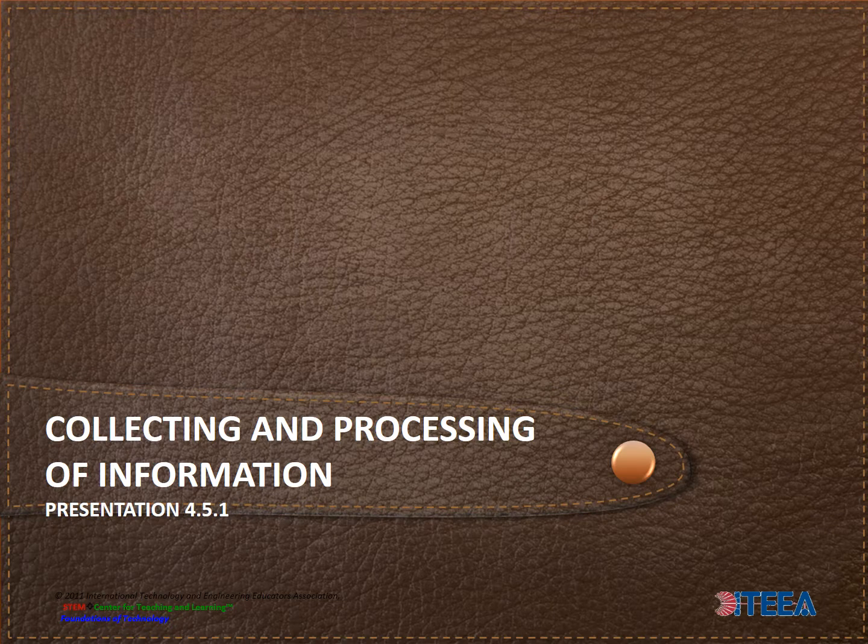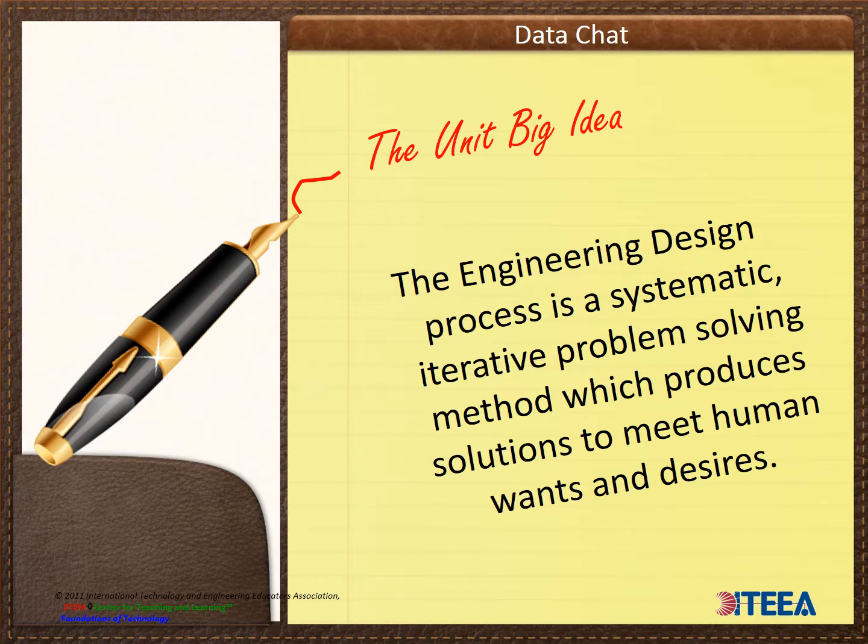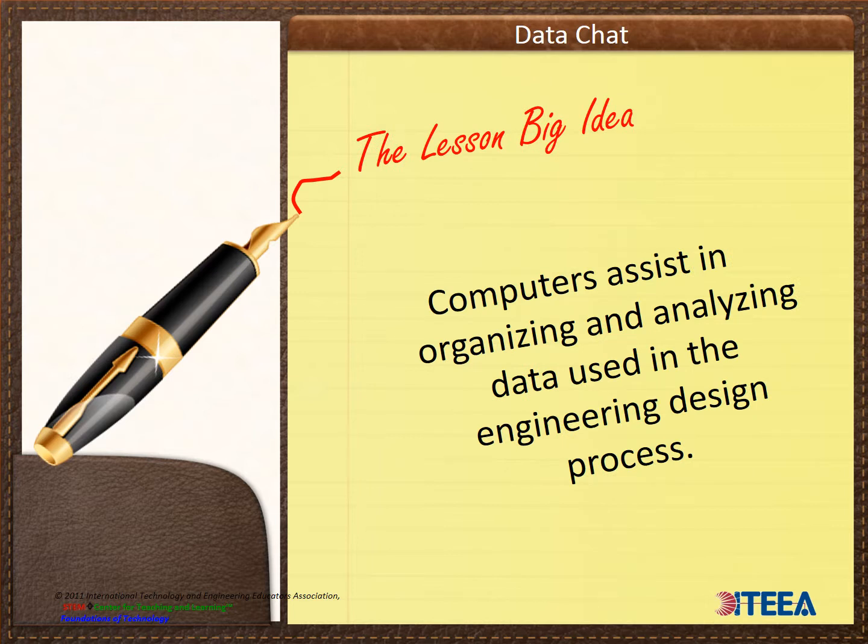Now, for our design unit, we're continuing with collecting and processing of information. This is our lesson 5. Of course, we still have the unit Big Idea. The engineering design process is a systematic, iterative problem solving method which produces solutions to meet human wants and desires. Now, the lesson Big Idea. Computers assist in organizing and analyzing data used in the engineering design process.